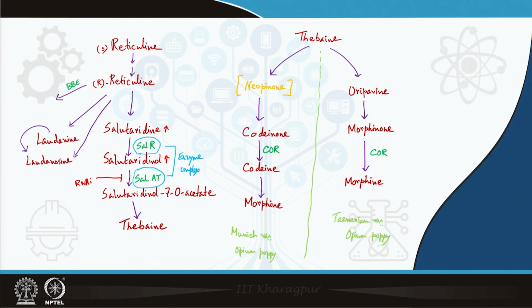Basically, what has been discovered by the scientists is that they evolved two different pathways. There are common enzymes, and ultimately it forms the final product morphine, but it differs in steps. Okay. Neopinone is basically an intermediate, and its conversion to codeinone is basically a spontaneous reaction.